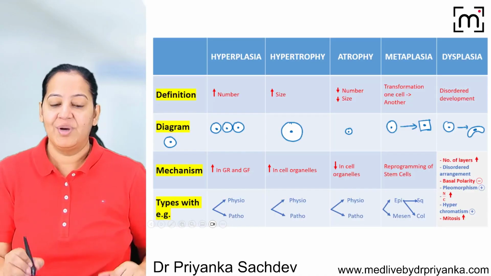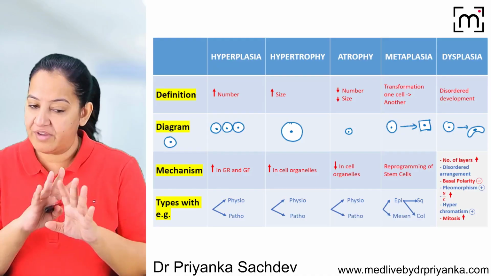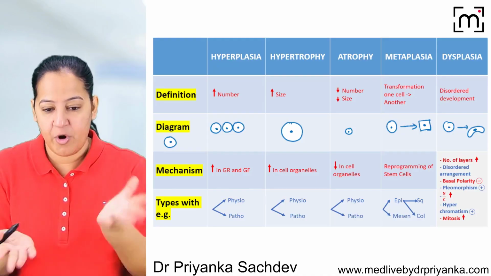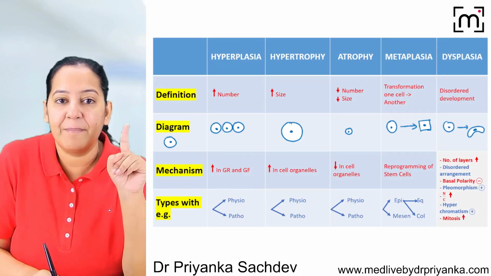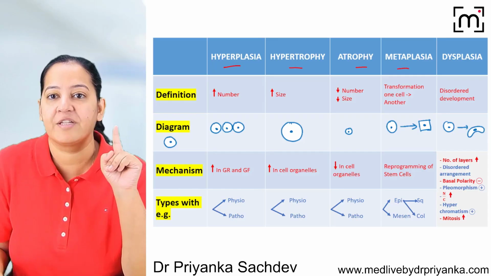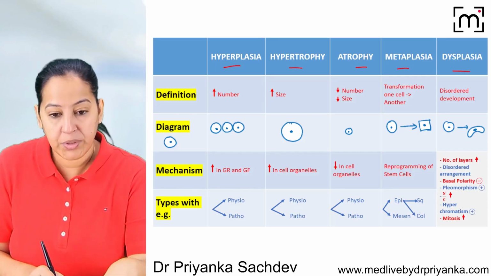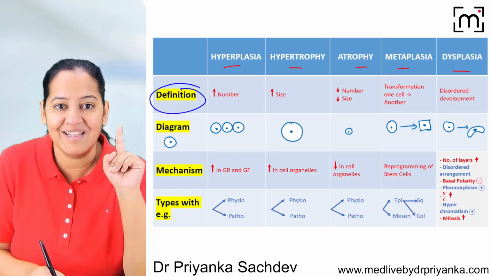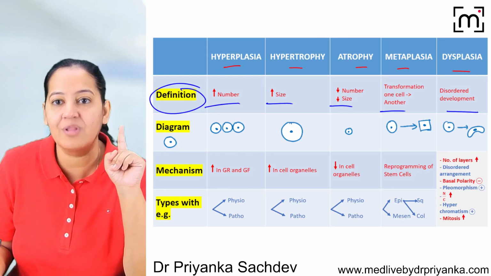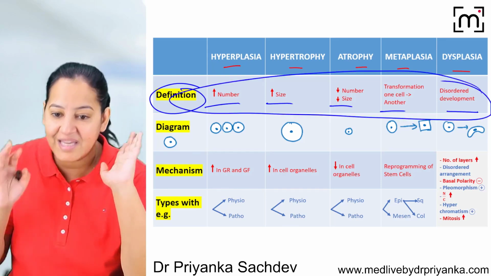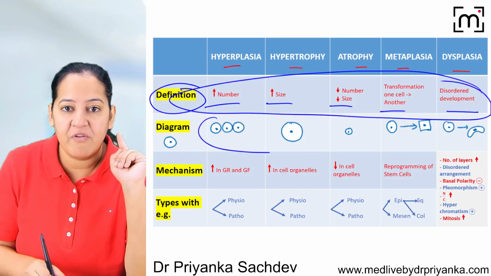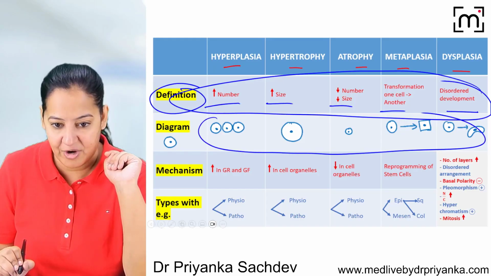That is dysplasia. So these are the 5 types of adaptation. We are finally done. What are the 5 types of adaptation? Let's revise it quickly: hyperplasia, hypertrophy, atrophy, metaplasia, and dysplasia. Write down the definition of all these. I guess you already know the definition of all these. Please learn. Draw the diagram of all these. I guess you already know the diagram of all these.